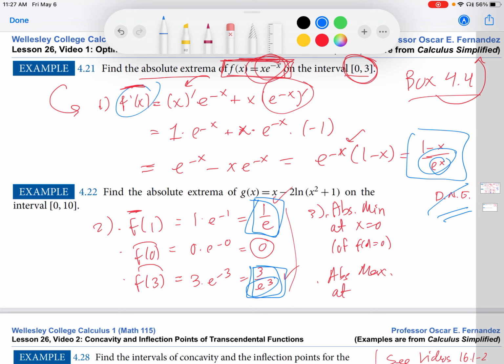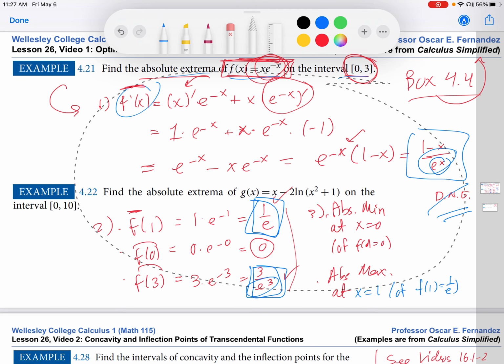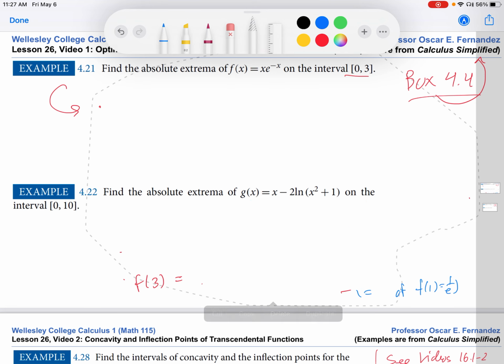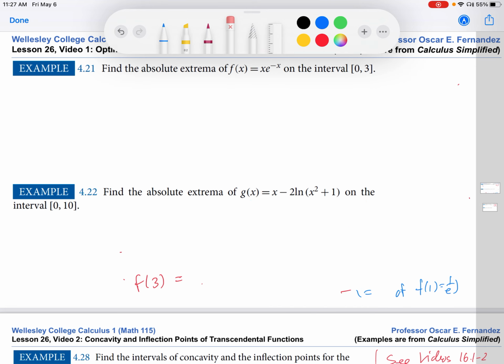So we have an absolute max at x equals 1, and the actual value of that maximum is f of 1, which is 1 over e. Okay, so we did it. We found the absolute extrema of this function over this interval. All right, so we're done with that example. Let me do then the last one down here and talk a little bit about some other tips and tricks at the end of the video.